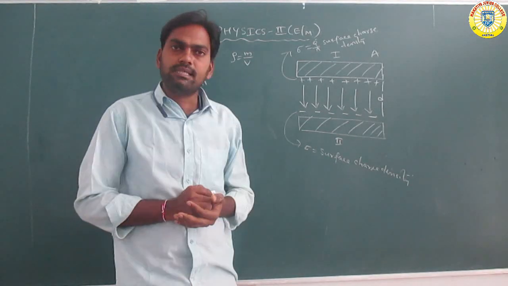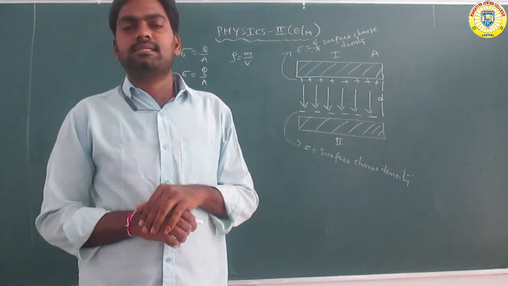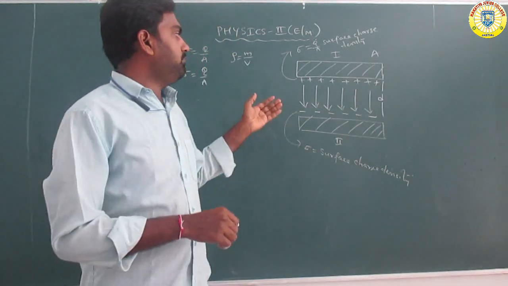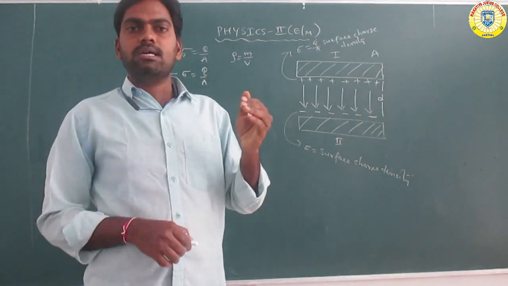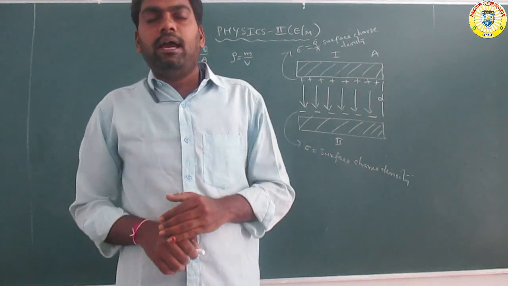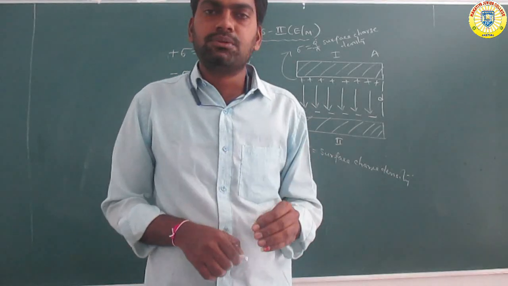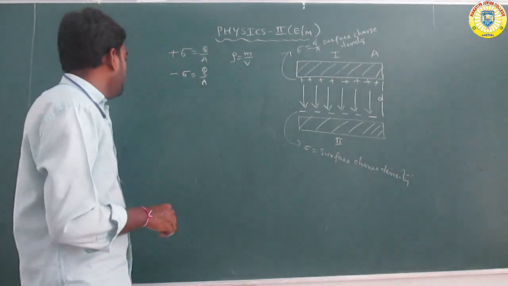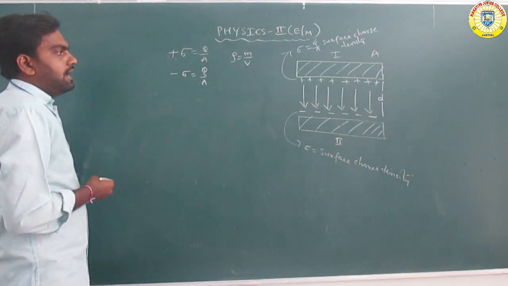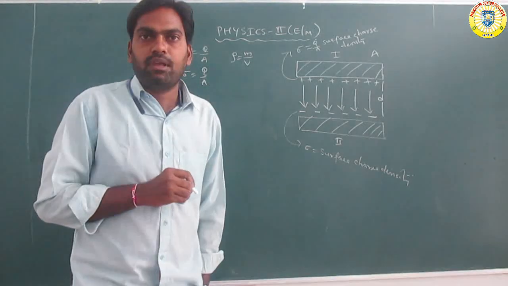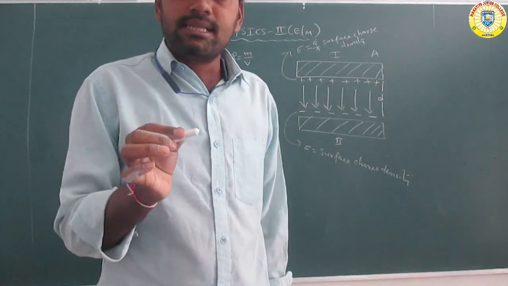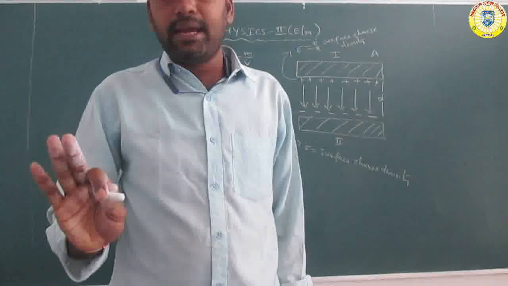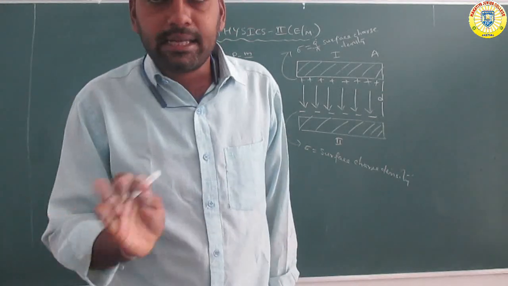Sigma is called the surface charge density. The electric field lines pass from the positive to the negative plate. Now, this is called the electric field intensity inside the two plates, not outside, but inside the two conducting plates.